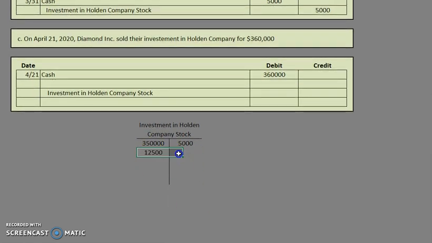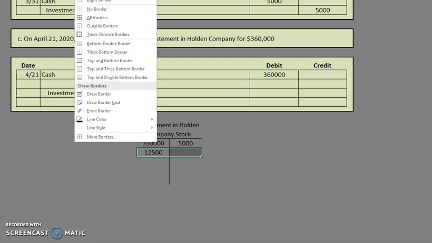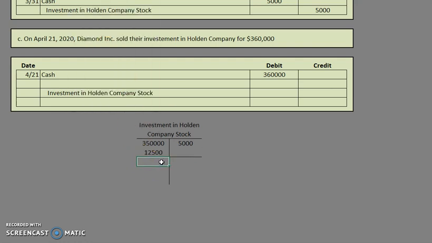So remember, if it's on the same side, we add. If it's on opposite sides, we subtract. So in our case, we have $350,000. We added $12,500 to it, and then we credit it for $5,000, taking away. So our current balance is $357,500 debit. So let's get rid of that since we're selling it by crediting it.